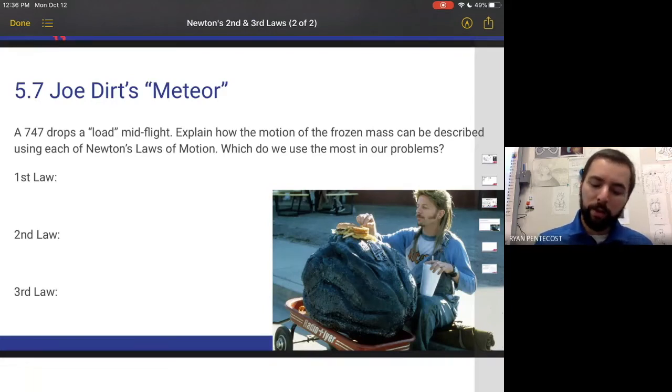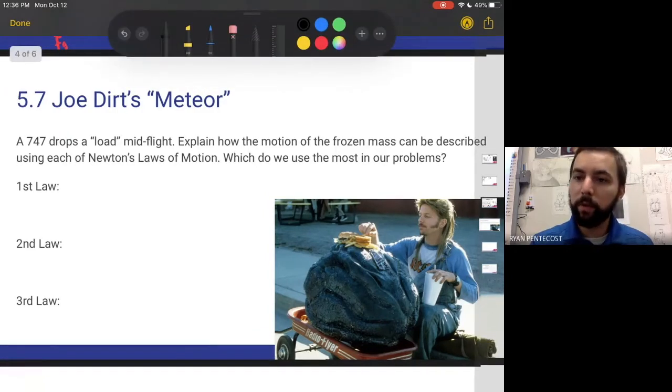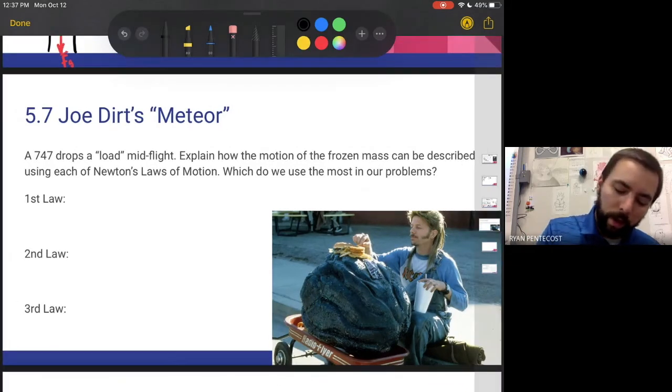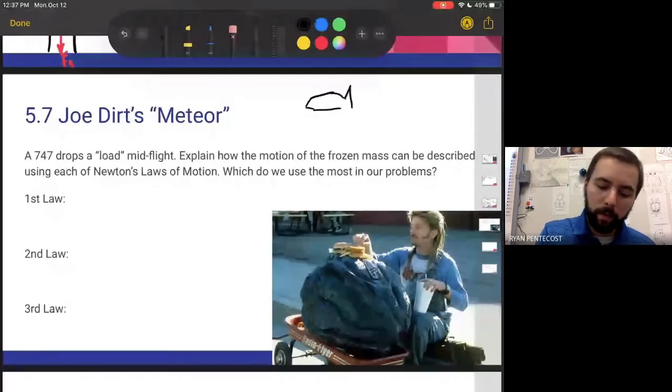All right, this is Joe Dirt's meteor. Okay, we've got a 747 that drops a load, right? The frozen bits of pee and poo, frozen into a sphere or a round object mid-flight. Okay, explain how the motion of the frozen mass, that looks more like a fish than a plane, but you know, whatever, can be described using each of Newton's laws of motion.